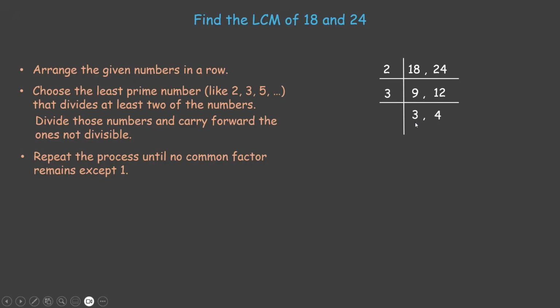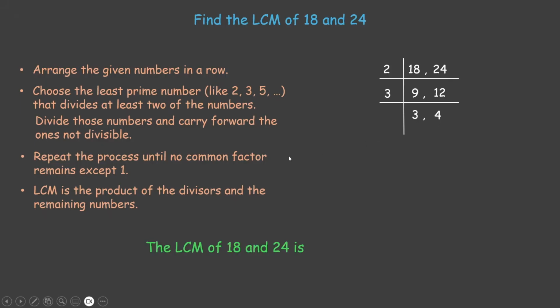So in this case, 3 is a prime number. 4 is not, but their common factor is 1. So we stop over here, and now the last step tells us that LCM is the product of the divisors and the remaining numbers. So LCM of 18 and 24 is 2 into 3 into 3 into 4. 2 into 3 is 6, into 3 is 18, 18 into 4 is 72. So the LCM of 18 and 24 is 72.